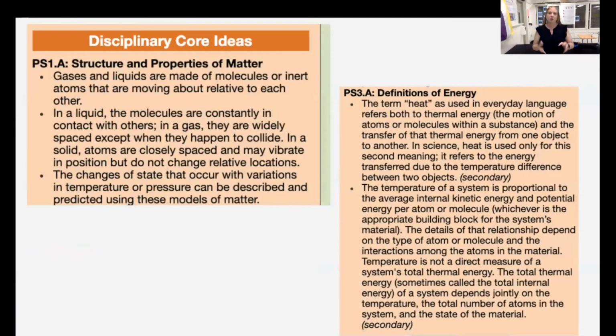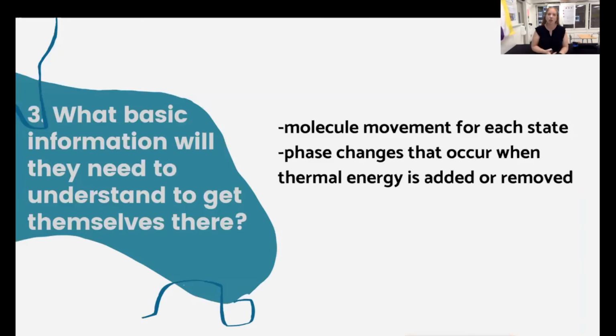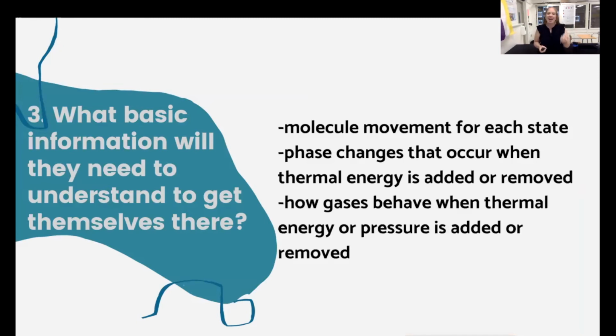For the NGSS, we're looking at the disciplinary core ideas, because here's the basic concepts that they are going to have to know and they're going to have to work with when they're creating their models, when they're analyzing, when they're looking at cause and effect. So by using this, I now know my students need to know about the molecule movement for each state. They need to know about phase changes that occur when thermal energy is added or removed. They also need to know how gases behave when thermal energy or pressure is added or removed.